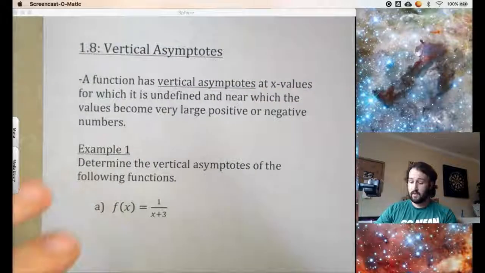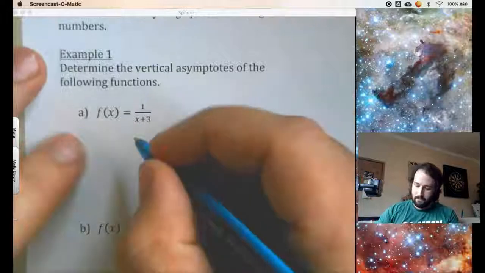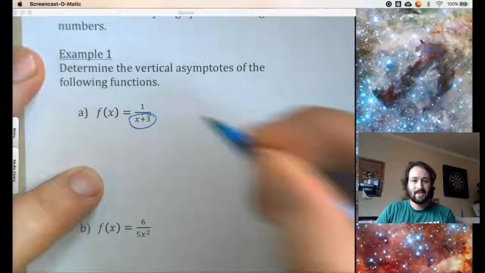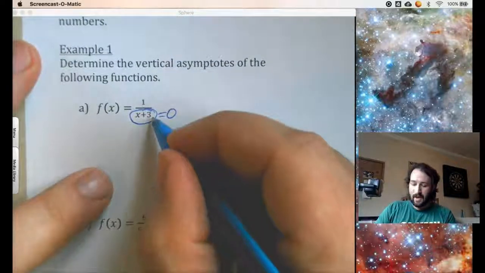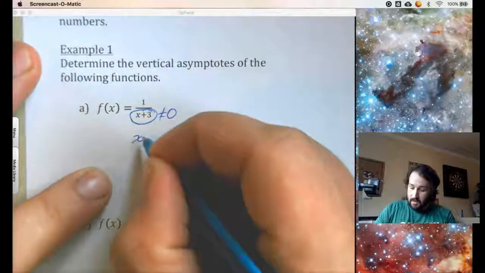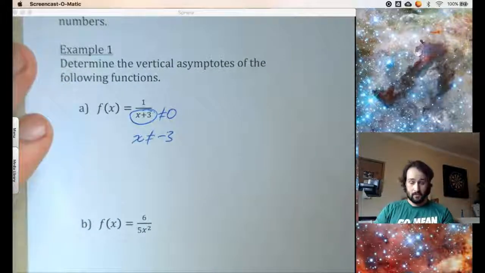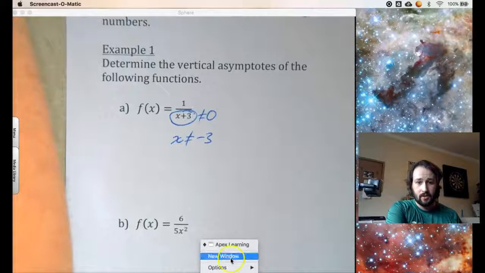First, let's actually find the vertical asymptote. So determine the vertical asymptote of the following functions. So for the vertical asymptote, it exists when we are undefined. So I cannot be equal to 0 here. So what that means is x cannot be equal to -3. It's just not possible. So let me pull up Desmos real quick and show you what the graph looks like.